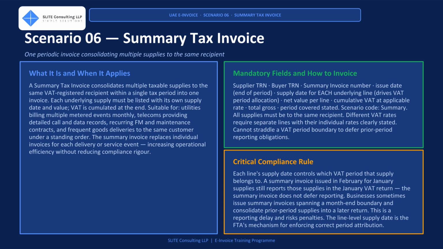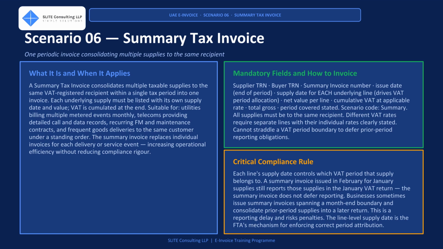Mandatory fields: both TRNs, summary invoice number, issue date at end of period, supply date for each line, that is the critical one, net value per line, cumulative VAT, total gross, and the period covered. Different VAT rates need separate lines with their rates clearly stated.